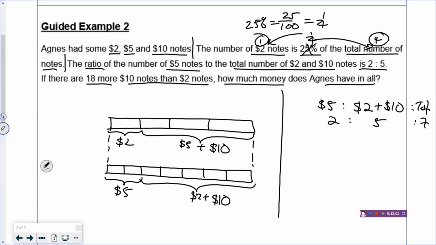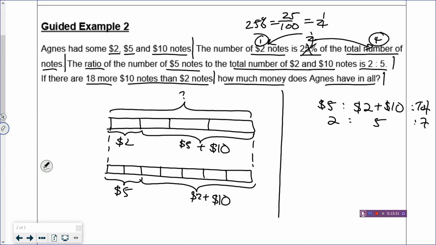All right, so where are we now? We are now over here. Okay, so if there are 18 more $10 notes than $2 notes, can we put the 18 more $10 notes inside the model? We can't. Then we just skip. Whatever you can't put in the model, we don't put. We don't try to force ourselves to put anything that we can't put, otherwise it will mess up the drawing or it will confuse you. So we just skip. And how much money does Angus have in all, which is the question mark over here.